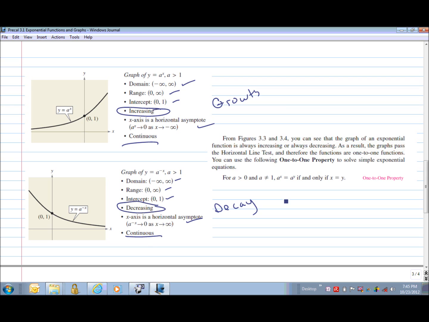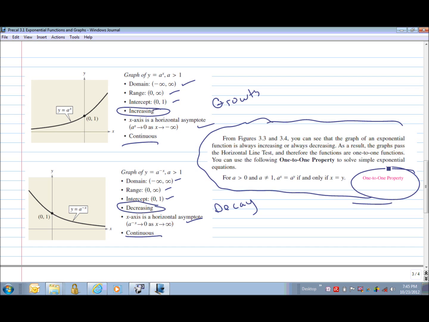All right, let's take a look at this little statement over here on this side. This is all about our one-to-one property, and a lot of the problems we're going to work in class today have to do with the one-to-one property. Notice in the two figures on the left that the graph of an exponential function is always increasing or always decreasing. As a result, the graph passes the horizontal line test. Therefore, the functions are one-to-one functions. We can use the following one-to-one property to solve simple exponential equations.